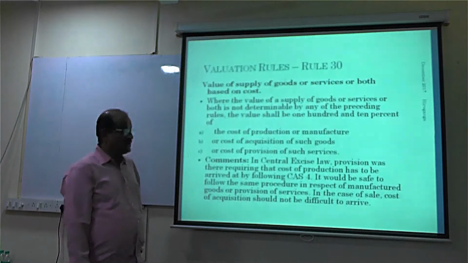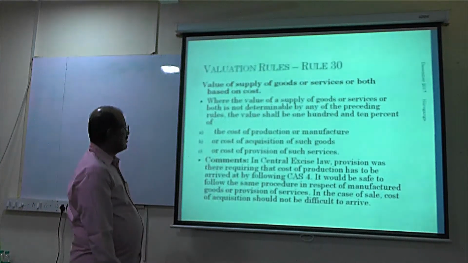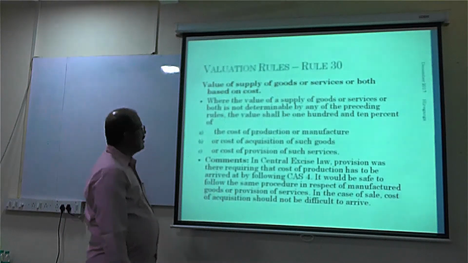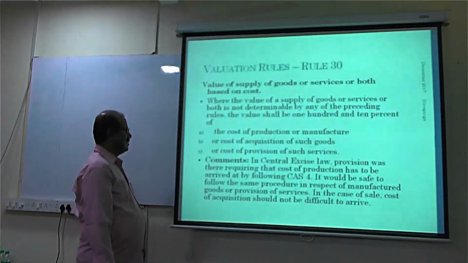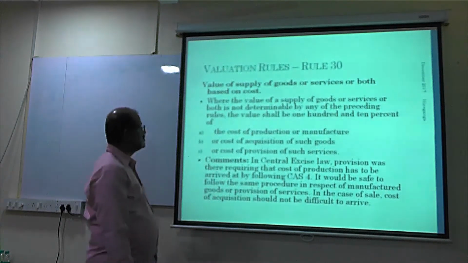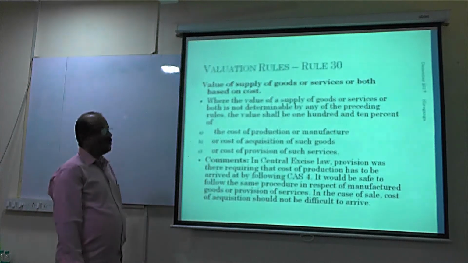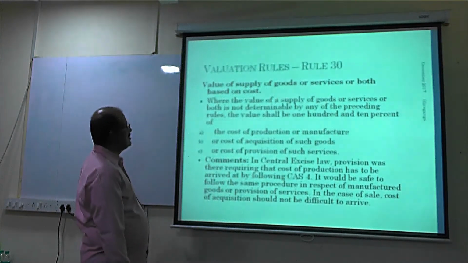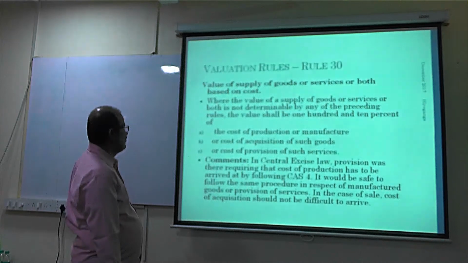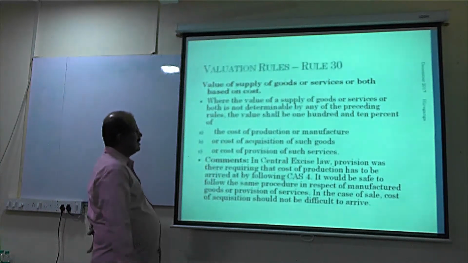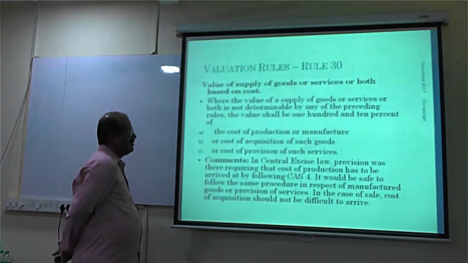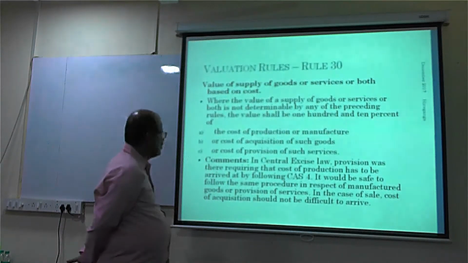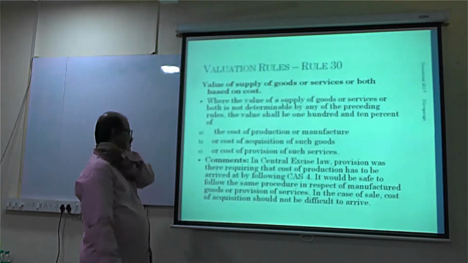When open market value fails and goods of like kind and quality are also not available, then the next option and other options provided in the rules are also not available. Rule 30 will have to be applied, where the value of supply of goods or services or both based on cost has to be adopted. Here the value will be 110% of the cost of production or manufacture, cost of acquisition of goods or cost of provision of services.